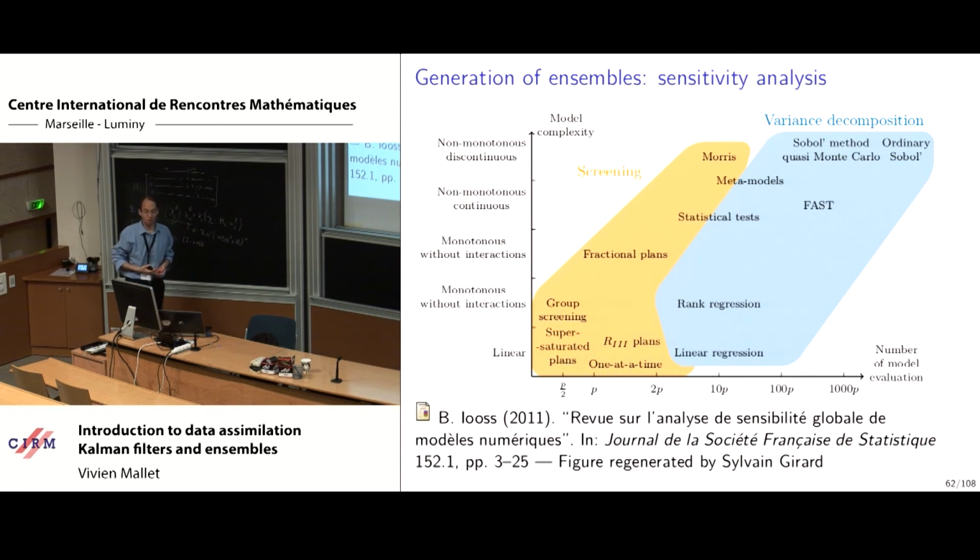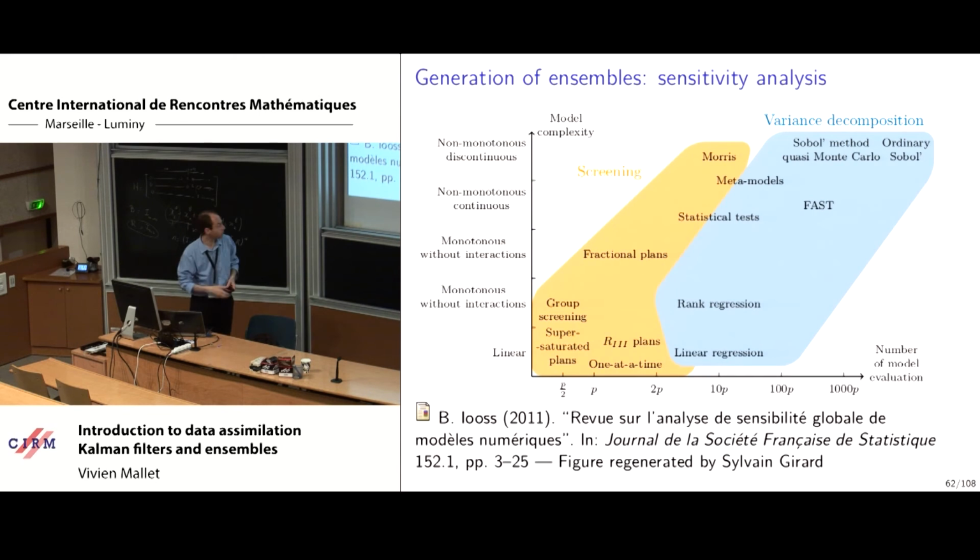You have some methods that are just called screening. So the point is really just to rank the inputs and to say, okay, which ones are the most important, and that's all you know. You don't really trust the exact numbers, but you have an idea of which ones are the most important. And then the variance decomposition, it's more accurate somehow, you try to know which part of the output variance is due to the variance of such and such input. Okay, and you can investigate this.